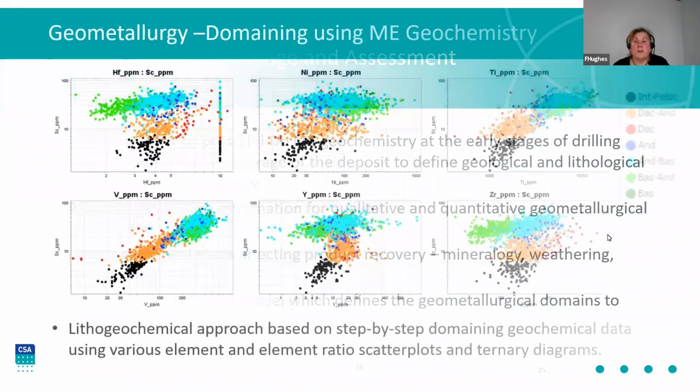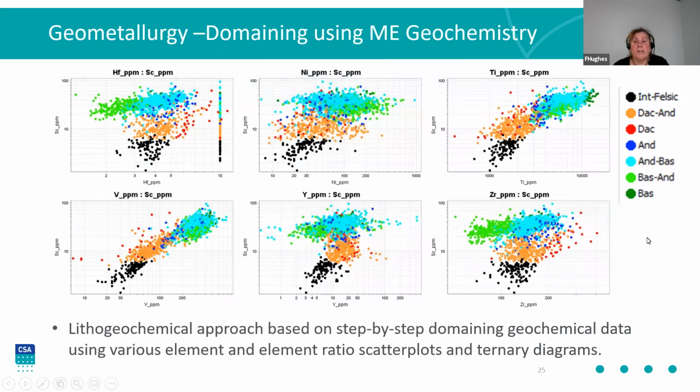And this is just to show you a case study. It's actually for gold. The multi-element lithogeochem approach was used in a geometallurgical sense to define the domains based on various elements and element ratios. And so you can see that all these various lithologies were quite well domained at the end of the exercise.